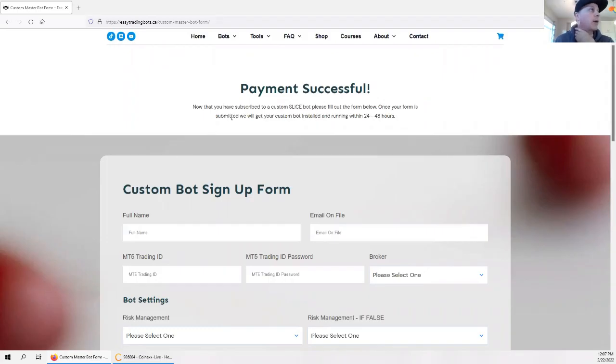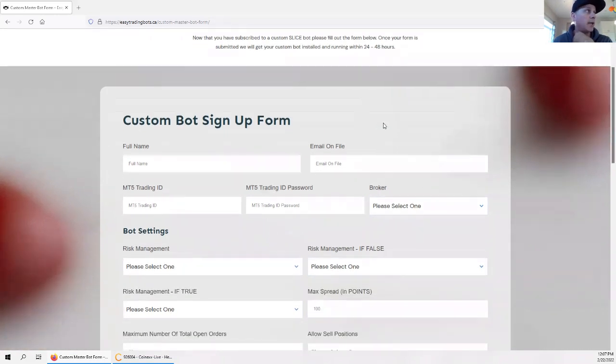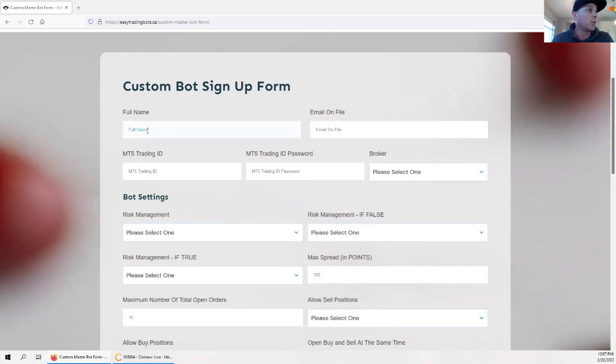So once you've subscribed to a custom bot, you'll be redirected to this page to let you know that your payment was successful. Once you fill out this form, within 24 to 48 hours your bot is going to get set up. It's fairly simple once you understand some basics here.